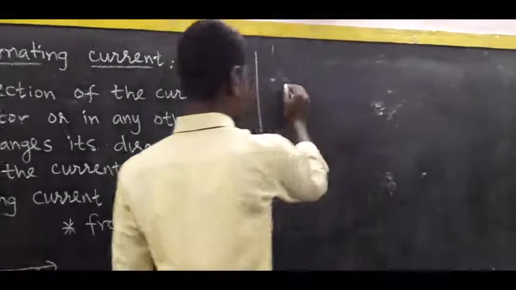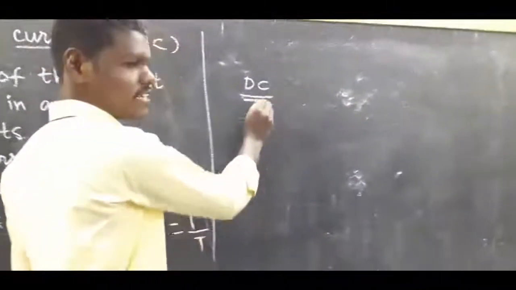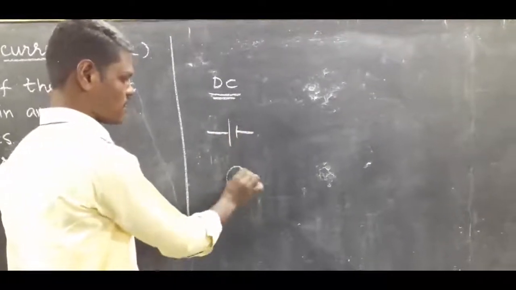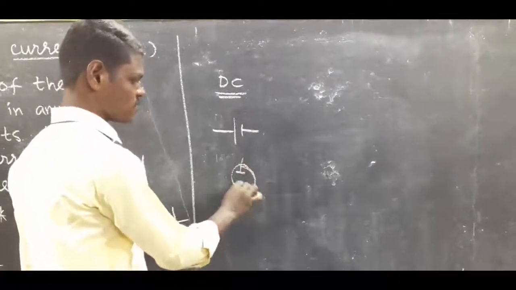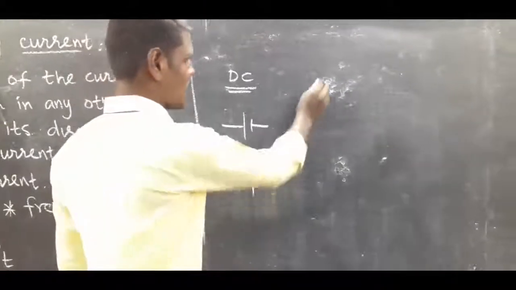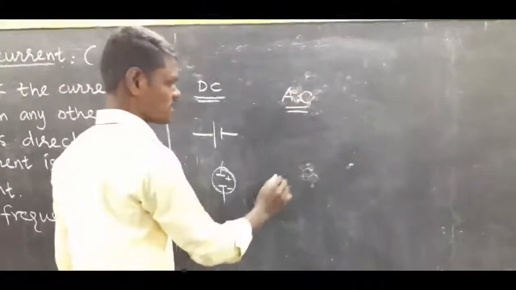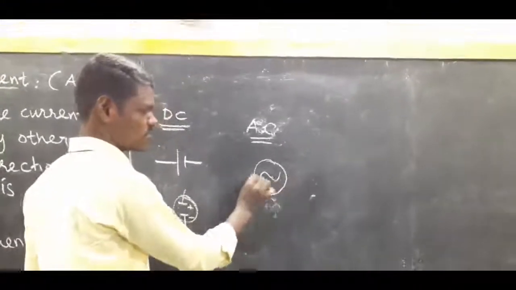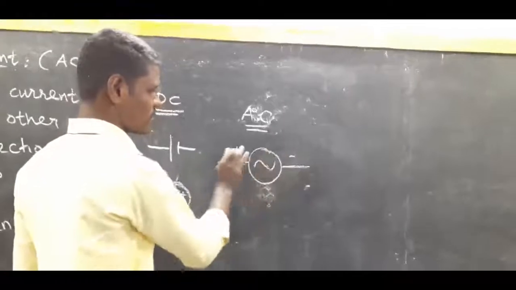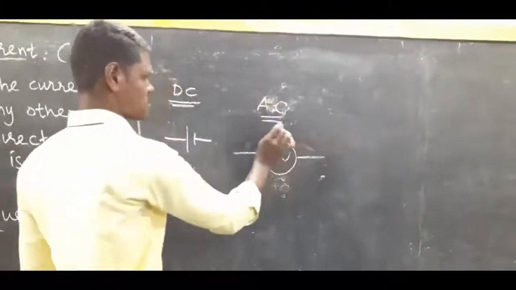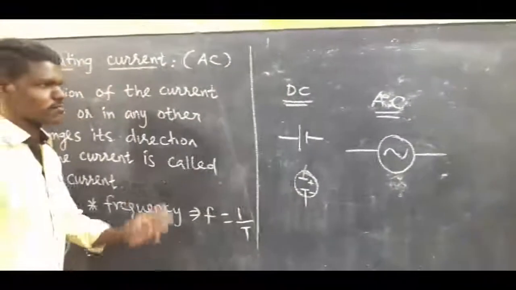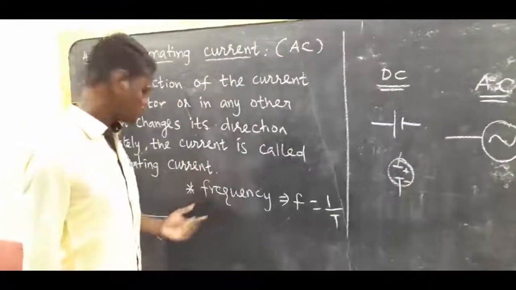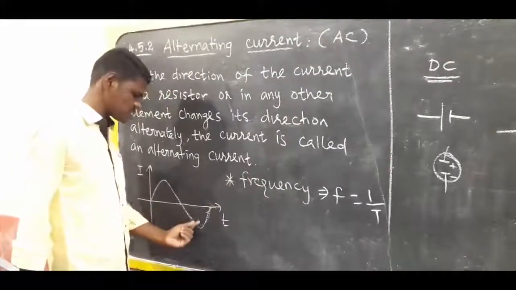As we know, for DC we normally take the battery symbol with positive and negative terminals. For AC, we put a circle with a wave inside it, with positive and negative terminals. That is the symbol of AC voltage. Due to the frequency, that wave is produced.